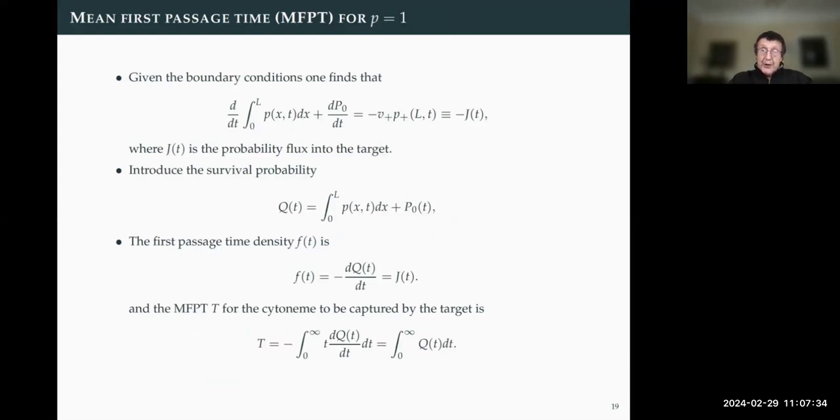In order to set up a first passage time problem, you introduce a survival probability, which is the probability that you're still not attached, you haven't found the target. And then using standard stochastic process theory, the first passage time density is just minus the derivative of the survival probability with respect to time, which is the same as the probability flux into the target. Given that, you can then write down the statistics of the first passage time process, including the mean first passage time, which is basically the Laplace transform of the survival probability at s equals 0.